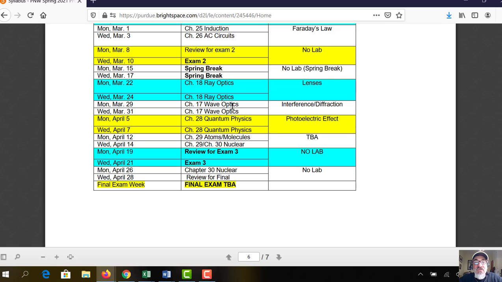So ray optics, wave optics, quantum mechanics. Some really neat stuff. I think you're going to really like this. Very abstract, but very cool also.